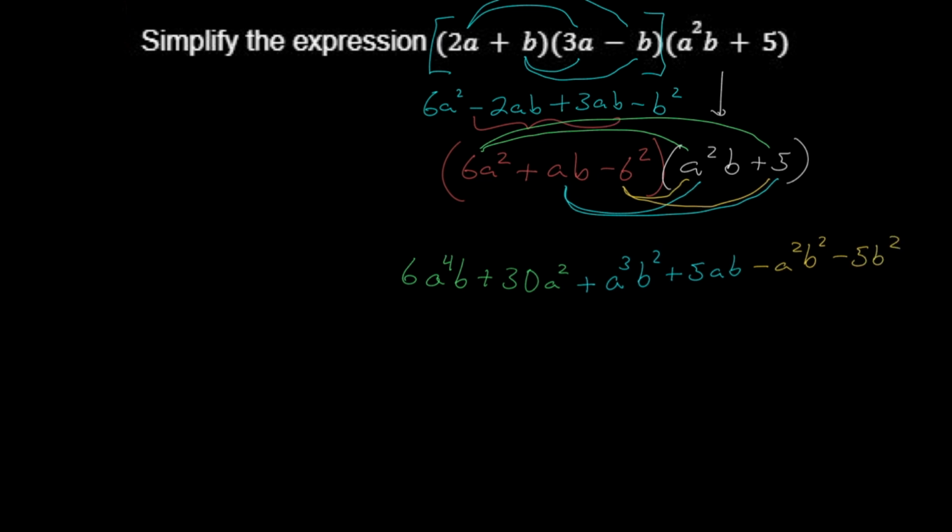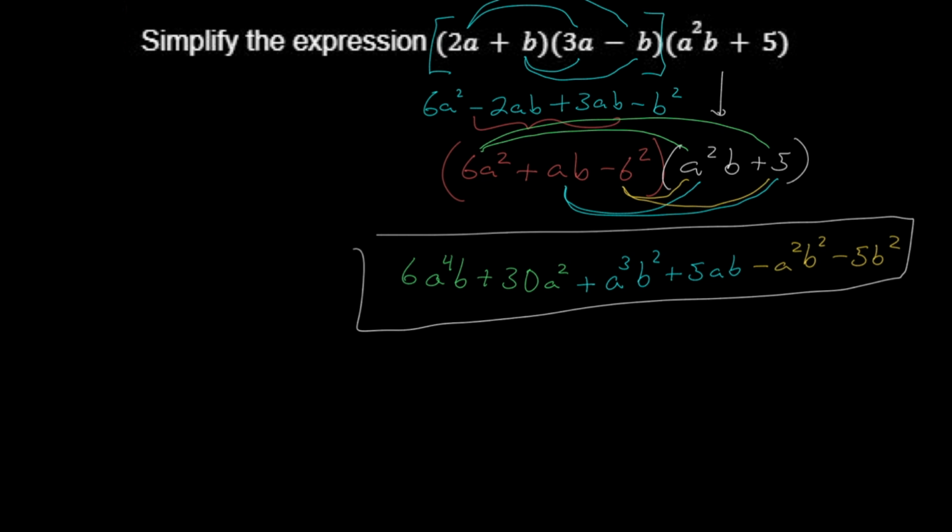I'm going to check to see if I have any like terms. I'm not sure if I do this time. We've got a to the 4th b, a squared. I don't see any other a squareds or a to the 4ths or b's. It doesn't look like I have any like terms, so I think this is just it. I don't see any variables with the same exponents. So this just happens to be the answer. And you could have it rearranged in different orders, but this is good.